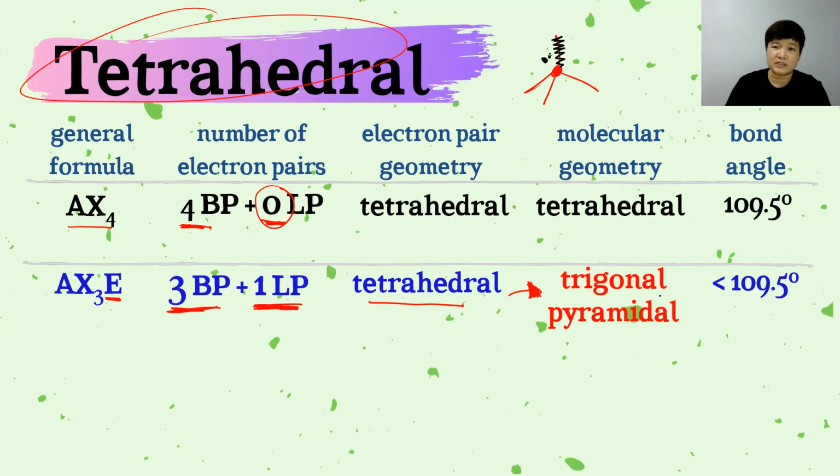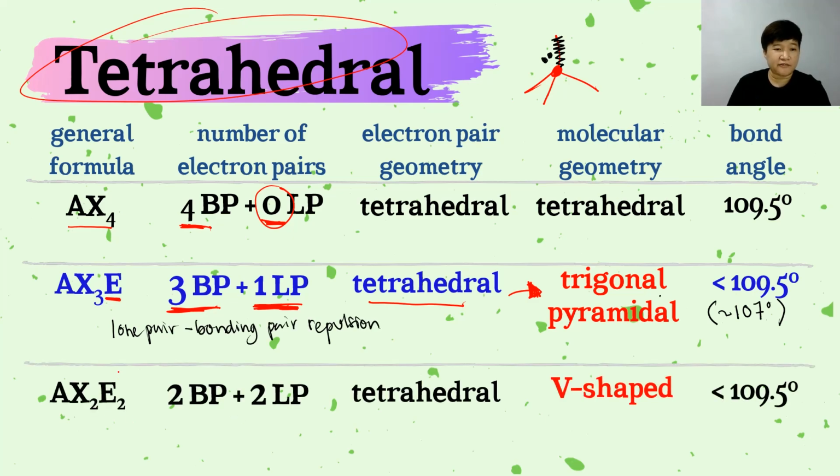And due to the presence of this lone pair, the lone pair repulsion will cause the bond angle to get smaller. And that's why the bond angle will be less than 109.5, which is approximately 107 degrees. And this is all because in here, we have lone pair-bonding pair repulsion. And what would happen when you have 2 lone pairs? Over here, you can see the number of electron pairs: you have 2 bonding plus 2 lone pairs. So what will happen to the tetrahedral?